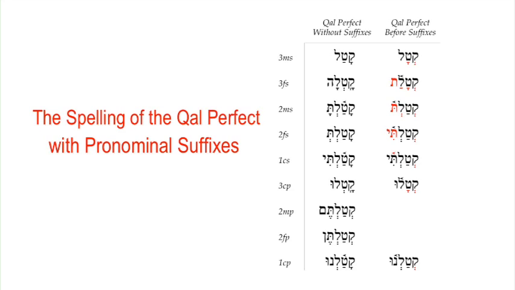The big forms that appear with pronominal suffixes are the 3MS, the 3CP, and the 1CS. And those forms are pretty easy to identify in context. Those forms occur over 300 times, over 200 times, and almost 200 times. So you'll see those forms all the time, the 3MS, the 3CP, and the 1CS. So in terms of frequency, those are the forms you want to get down.